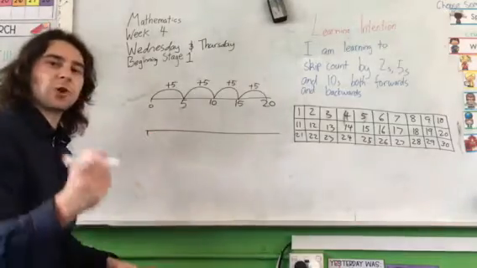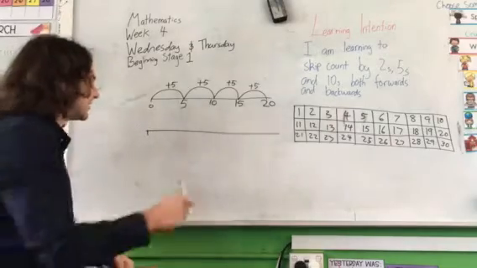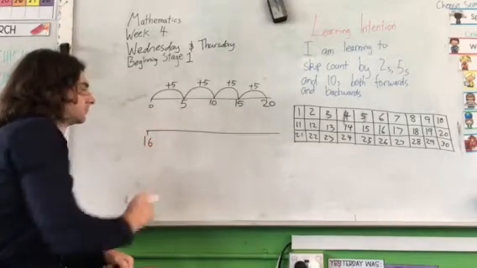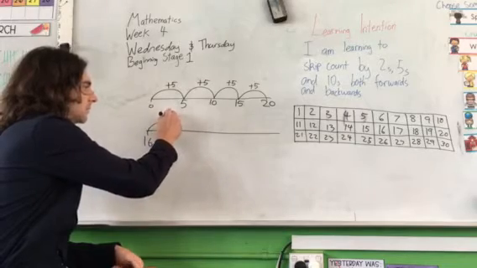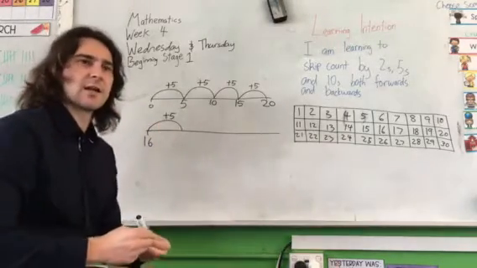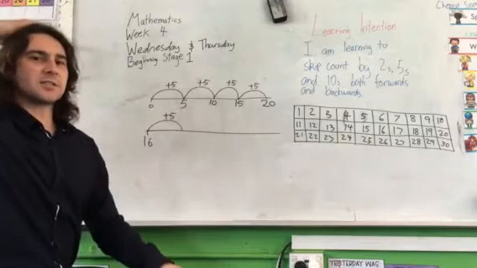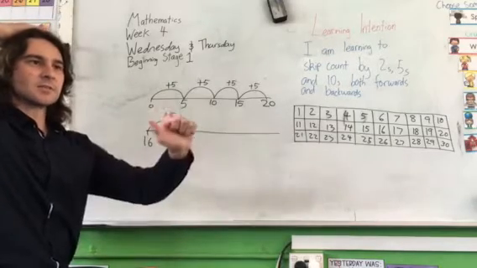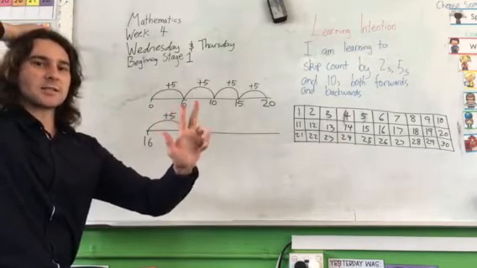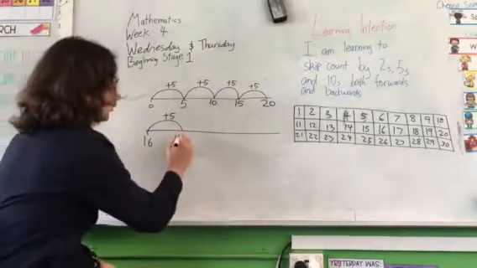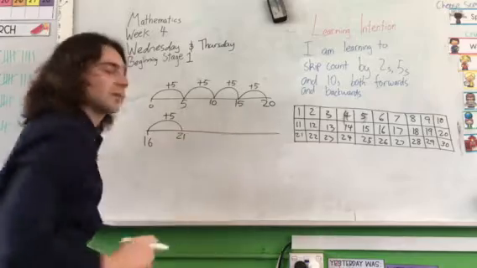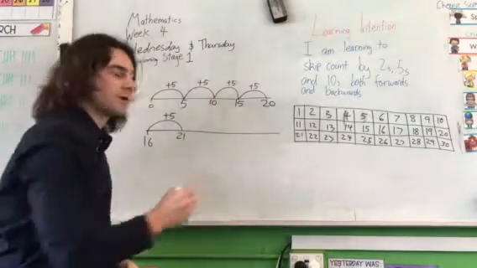I'm going to start from 16. And I'm going to jump by 5. 16, now if you don't know what that is, plus 5, you put 16 in your head. 16, 17, 18, 19, 20, 21. So I'm going to put 21 here. I'm going to jump by 5 again.